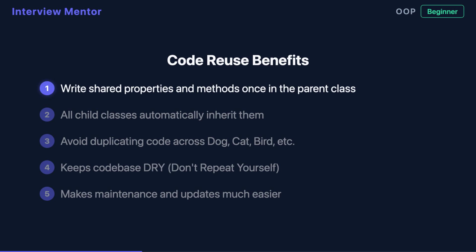Instead of duplicating the same name and age fields in Dog, Cat, Bird, and every other animal class, you write them once in the Animal parent class. All the child classes automatically get those shared properties and methods. This keeps your code base DRY and makes maintenance much easier.